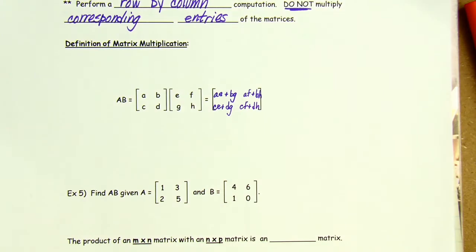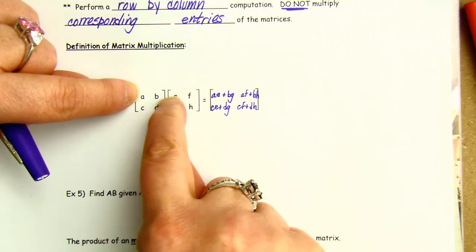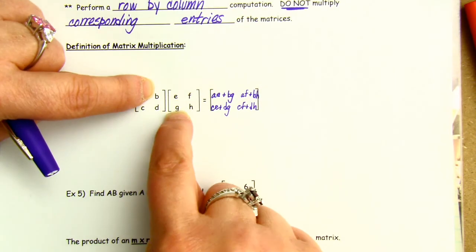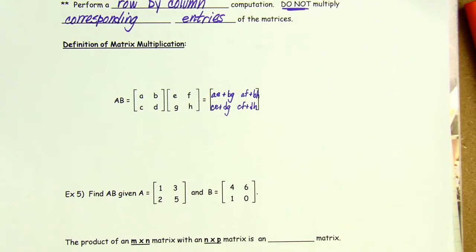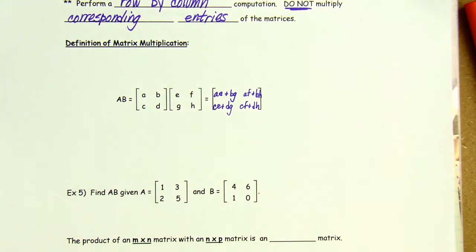Now, it sometimes looks confusing, but think of it as you're multiplying the first in the row with the first in the column, the second in the row with the second in the column. That's where your corresponding idea comes into play with multiplying matrices. It's row by column, and then it's firsts, seconds, thirds, fourths, fifths, depending on how large the matrices are.